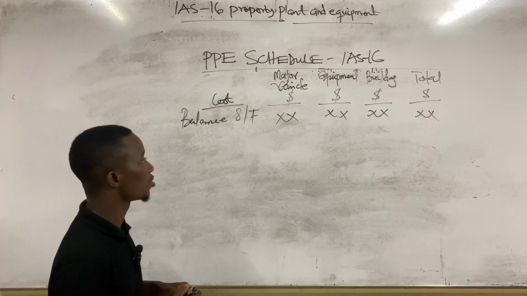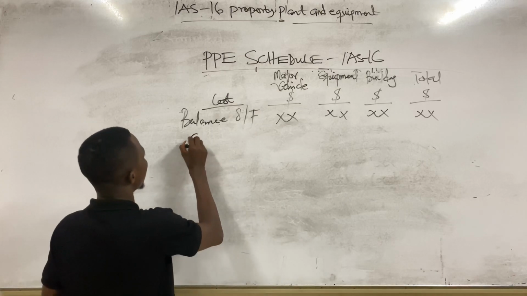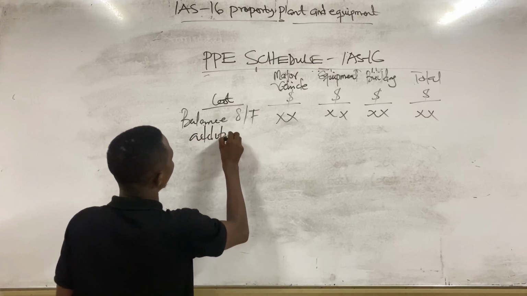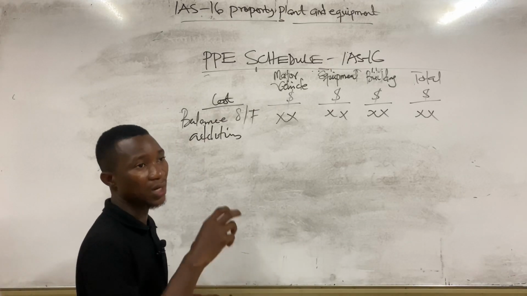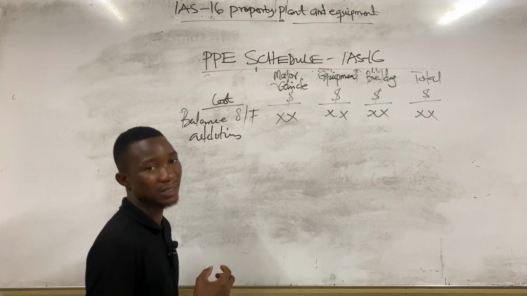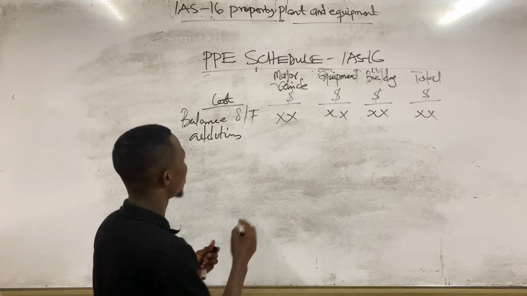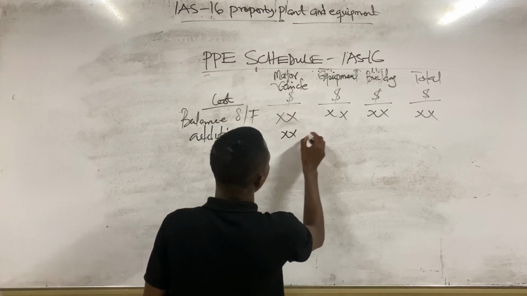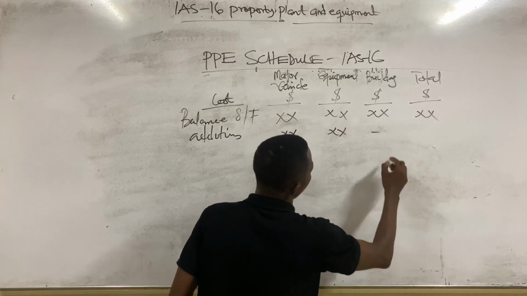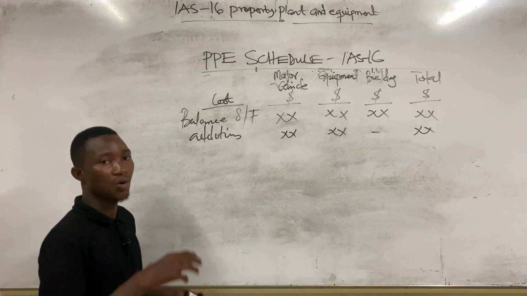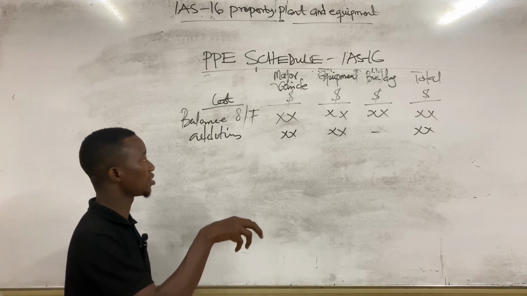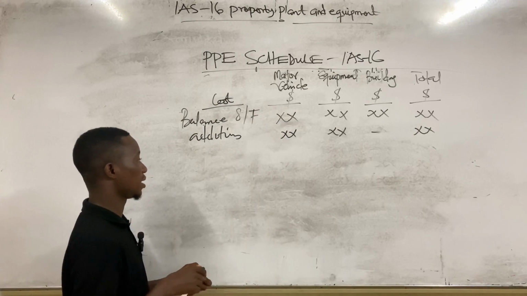So let's say there is an addition. When we acquire an asset, the cost at which we acquired the asset should be added to the balance brought forward. So let's say we acquired an asset, then we have the total. Is this clear? So the cost incurred on the acquisition of the asset should be recorded.